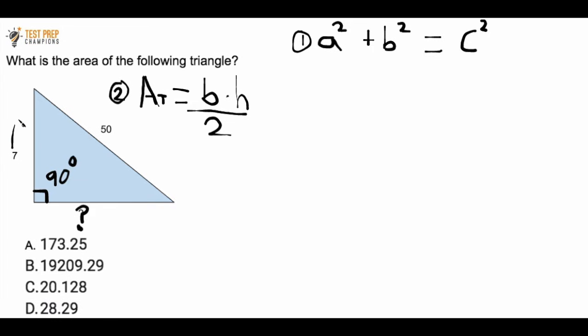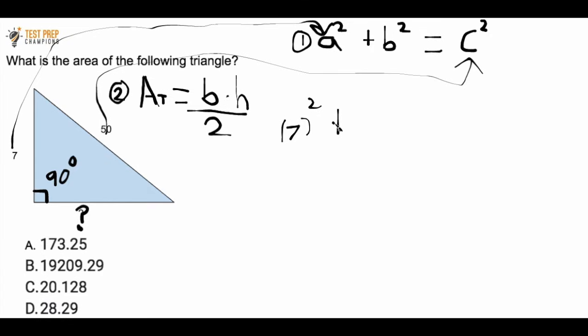Now 7, we can conveniently plug into the formula for A. And 50, we can plug into the formula for side C, which would look like this: 7 squared plus b squared. I'm leaving this as b squared because we don't know what this side is down here. So let's say that this side is b. We don't know what b is, so I'm just going to leave it right here. All right, and that is equal to 50 squared.